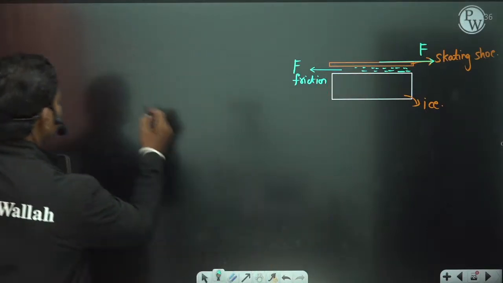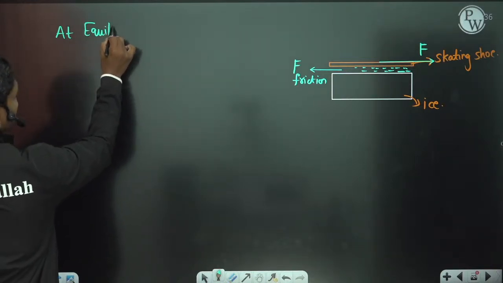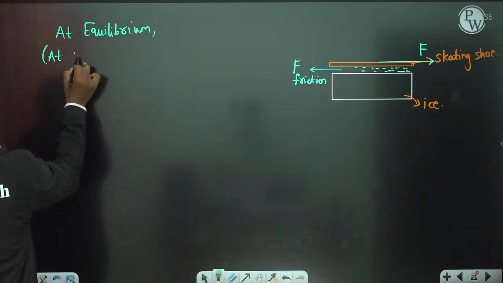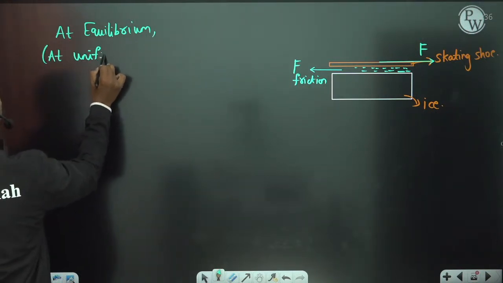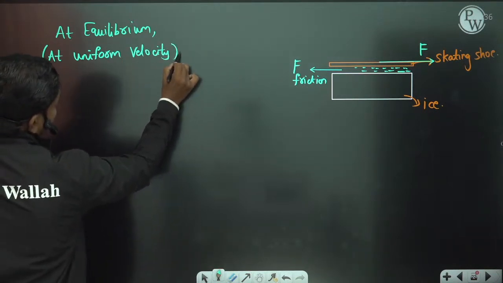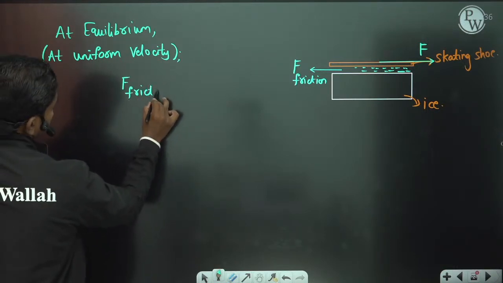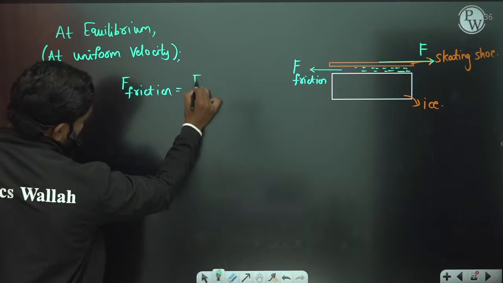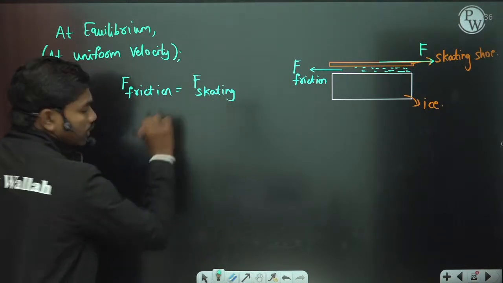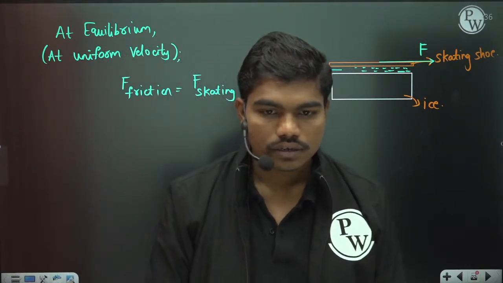At equilibrium means if the skater is moving at uniform velocity, this frictional force which is created due to the friction should be balanced by the force which is applied by the skater. So F skating, yes or no? These two should be equal or not?